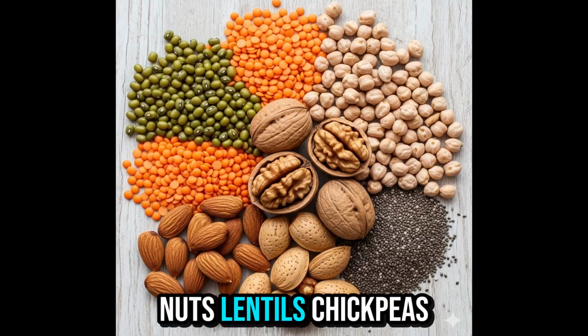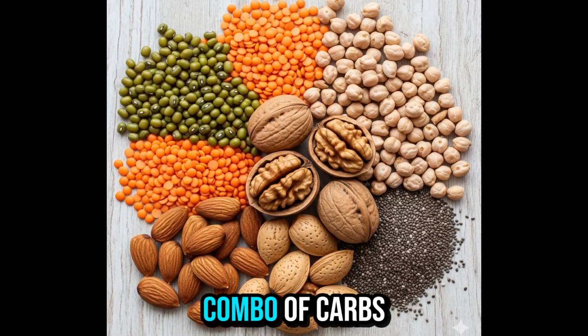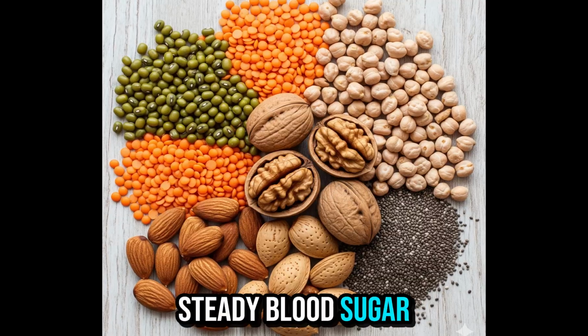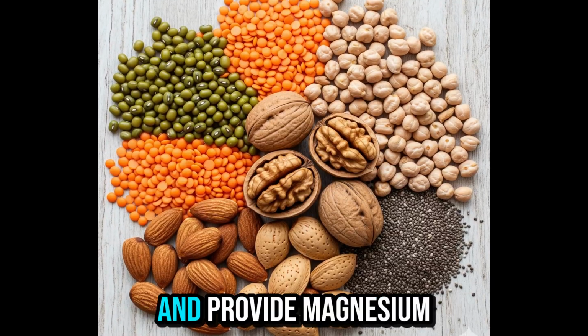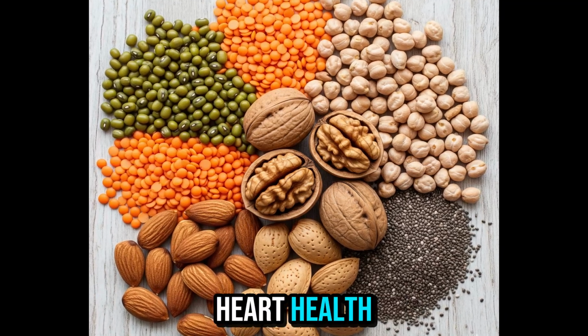6. Legumes and nuts: lentils, chickpeas, walnuts, almonds, chia, flax. Effects: low GI combo of carbs, protein, fiber, steady blood sugar. Improve cholesterol levels and provide magnesium. Nuts deliver healthy fats that support heart health.